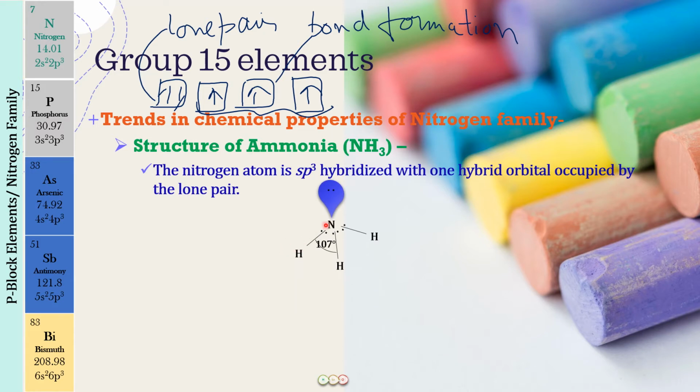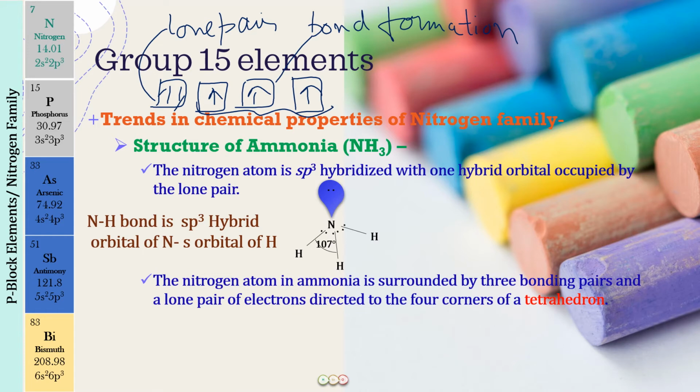So what type of orbitals are involved in the formation of the nitrogen-hydrogen bond? For nitrogen, it is an sp3 hybridized orbital, and for hydrogen, it is the s orbital. They overlap to form this sigma bond. Okay. Now, what about the geometry of this molecule? We have 1 lone pair of electrons and 3 bonded pairs of electrons. So according to the VSEPR theory, what is the geometry? It is a tetrahedral geometry.